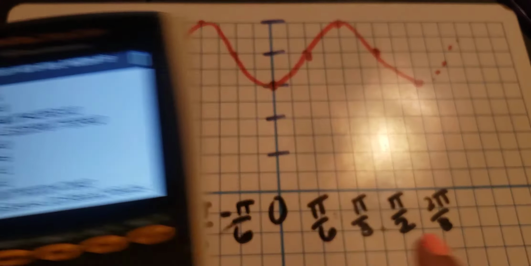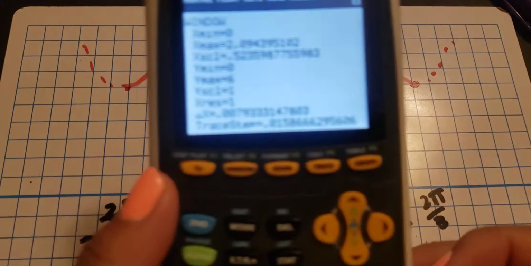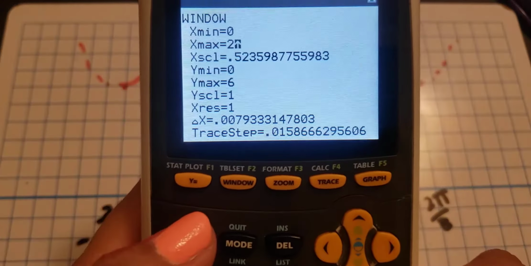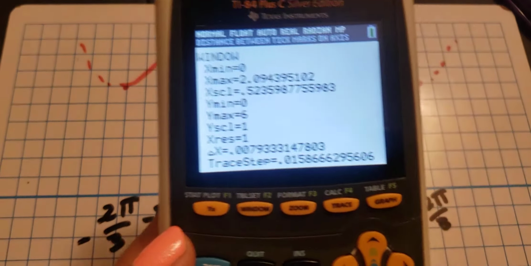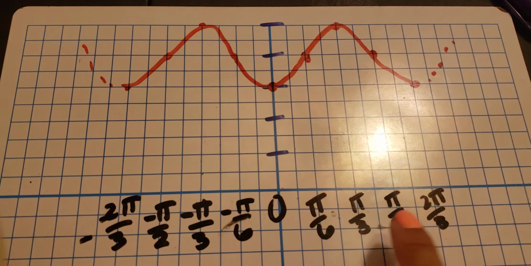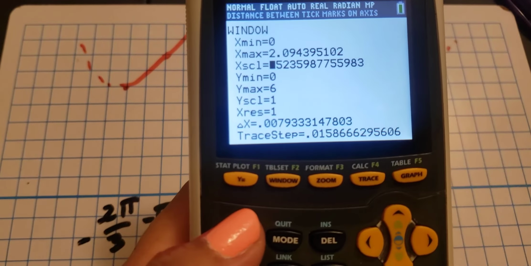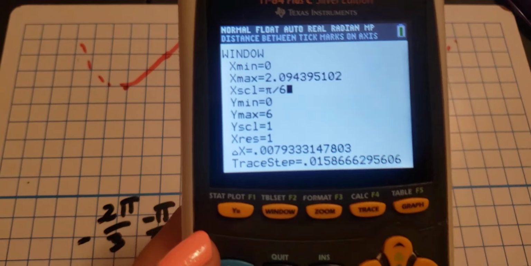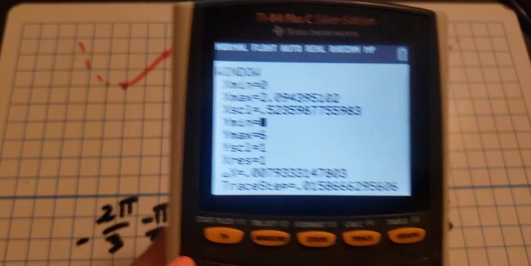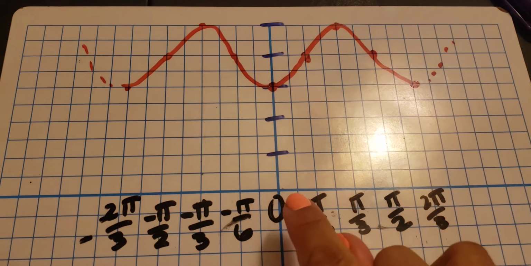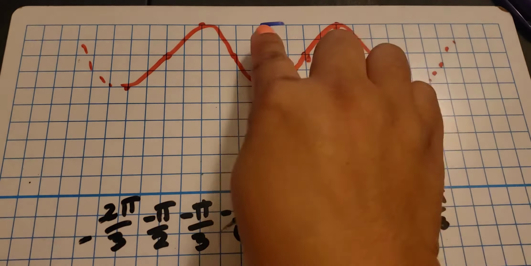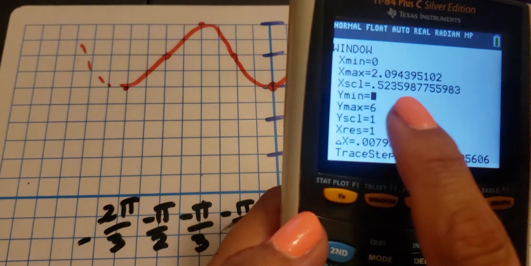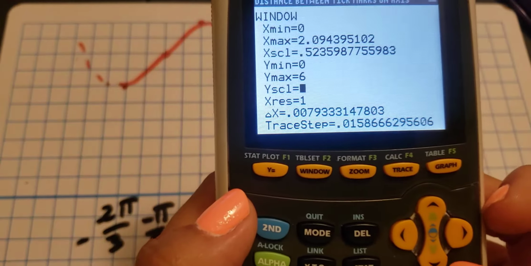My x max, remember we stopped at 2 pi over 3. So this is 2 pi divided by 3, okay? And then our scale, if you recall, we added by pi over 6. So for the scale, I'm going to put pi divided by 6. And then my y minimum, the lowest, I'm going to put at 0 because we're not going to get any negative values. And the highest was 5, but I'm going to go ahead and put 1 more. So 6. And the scale there will be 1.